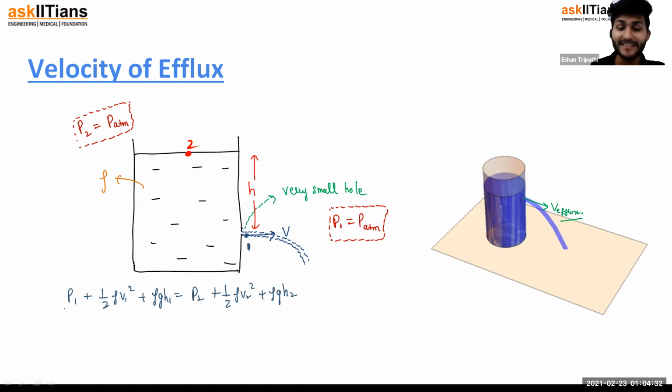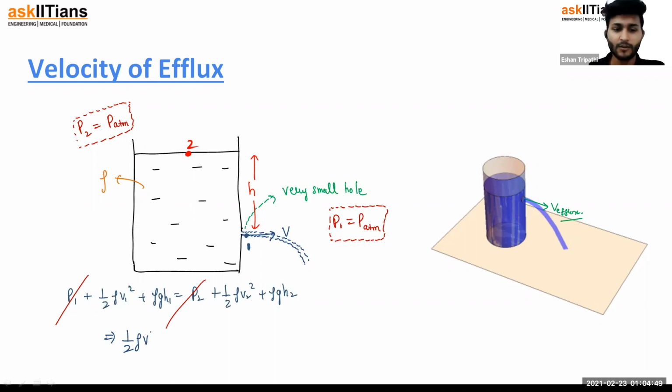Getting this? So P1 is equal to P2 equals atmospheric pressure, and hence they both cancel. Interesting. Anything else we know of? V1 though is the quantity that we need to find. Let's write it over here.